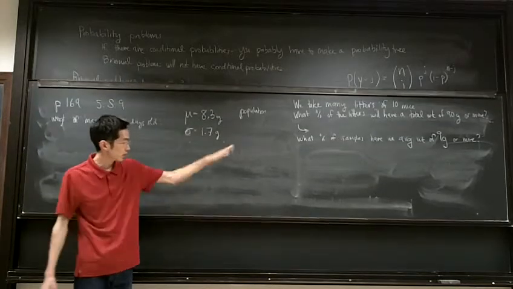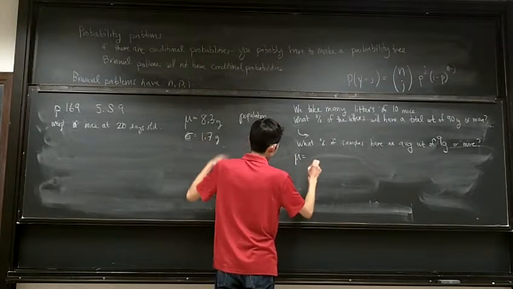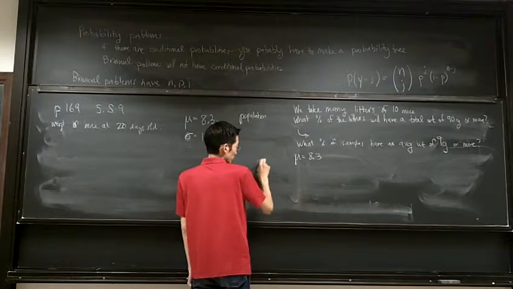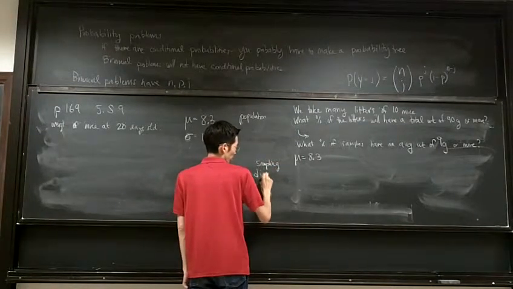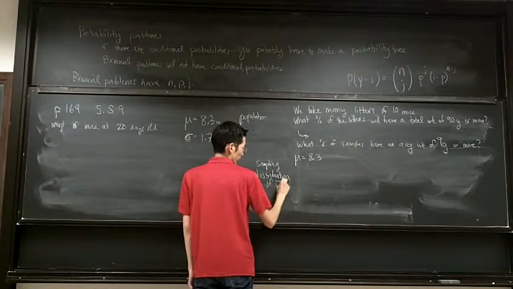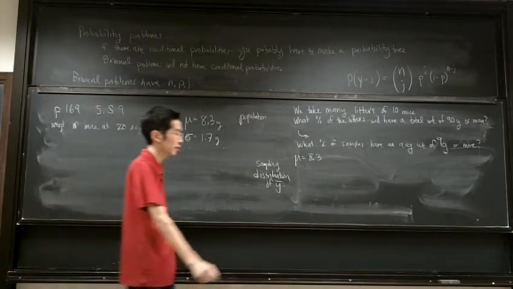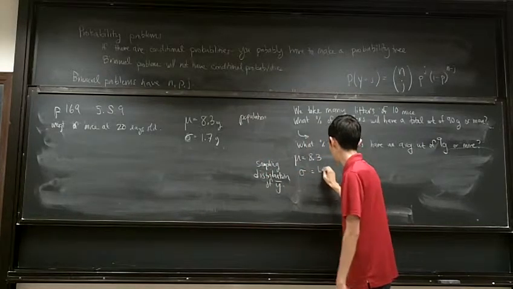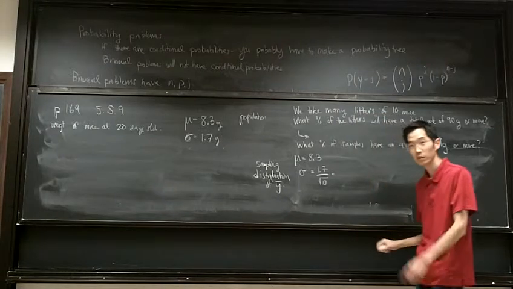Alright, so, sampling distribution, what is our mean? Our mean is going to be 8.3. This is for the sampling distribution of what? X bar. Okay. And what's the standard deviation of our sampling distribution? 1.7 divided by the square root of 10. Is that okay, Hope?